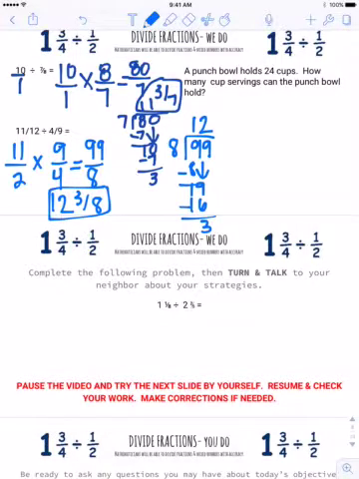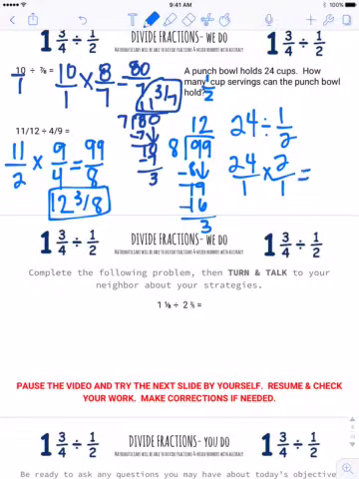In this story problem, a punch bowl holds 24 cups. How many cup servings can the punch bowl hold? Obviously, the fraction's missing. That should say 1/2 cup servings. So it should be 24 divided by 1/2, which is really 24 over 1 times 2 over 1. And that would give you 48 cups.